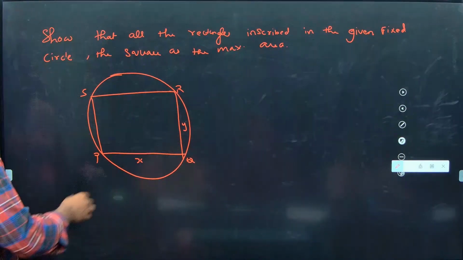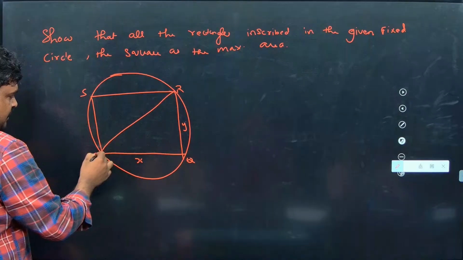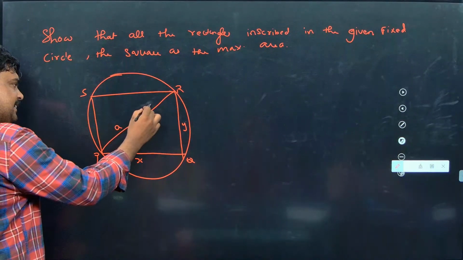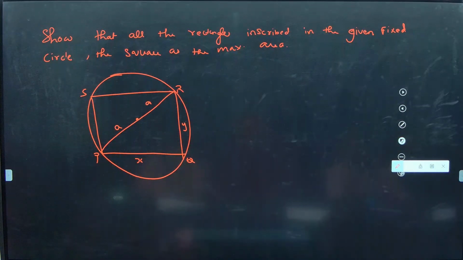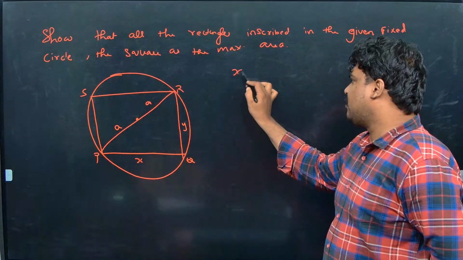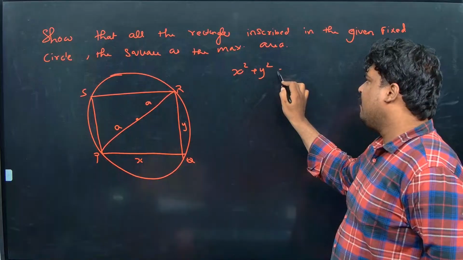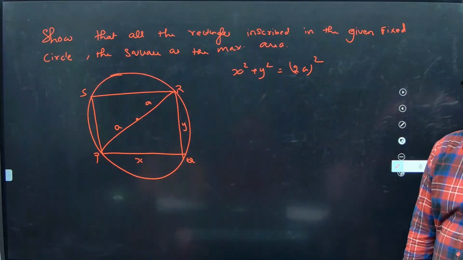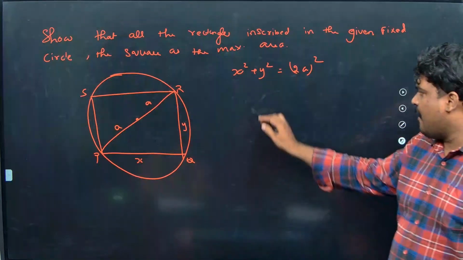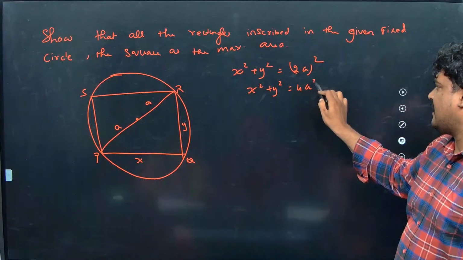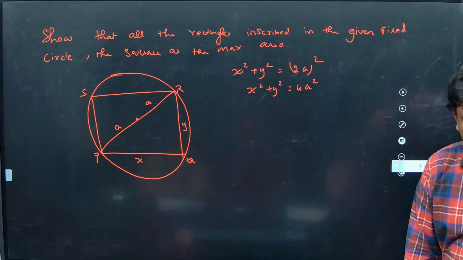Okay, so I am having a diagonal here, center will be here. So this also will be a and this also will be a. Let a be the radius of the circle. Now using Pythagoras theorem I can say x square plus y square will be 2a the whole square, correct? So now I got x square plus y square is equal to 4a square. Is that okay, guys? Clear?